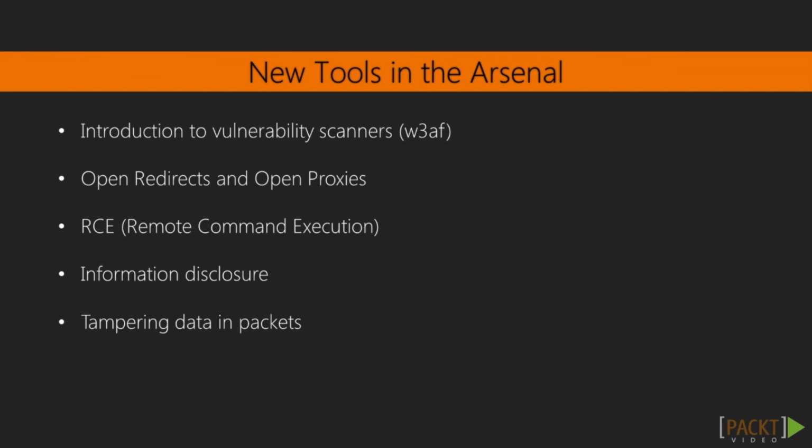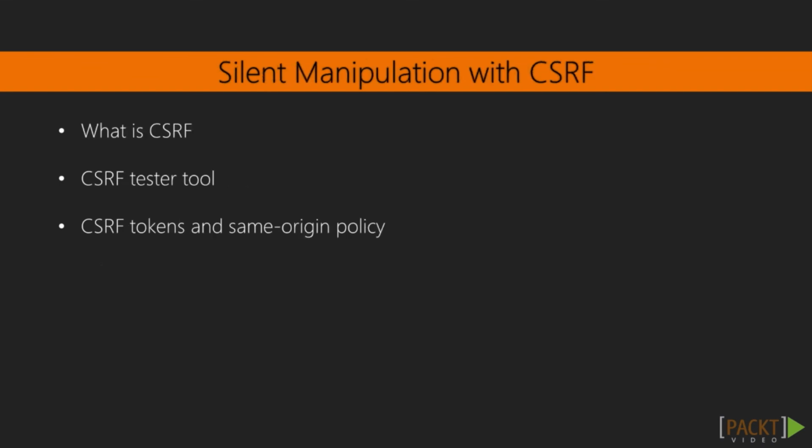And then we finally went into this section with tampering data in packets, where we learned about how we could intercept and change data. And then we learned about Cross-Site Request Forgery, what it is, and the testing tools. We looked at my tool as well, and we also learned about CSRF tokens and same origin policy.